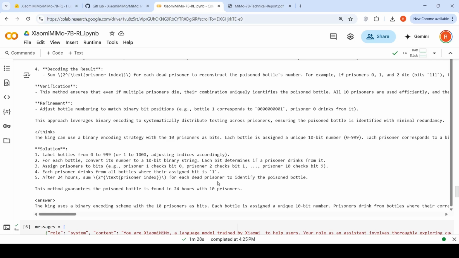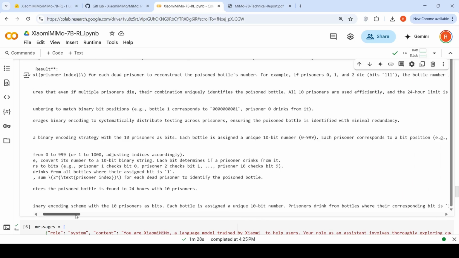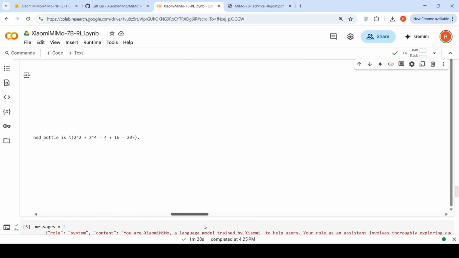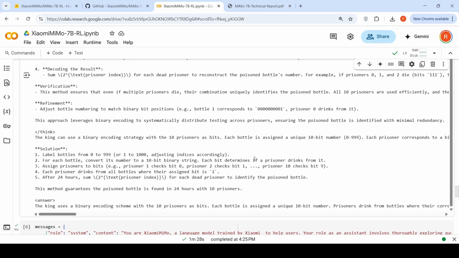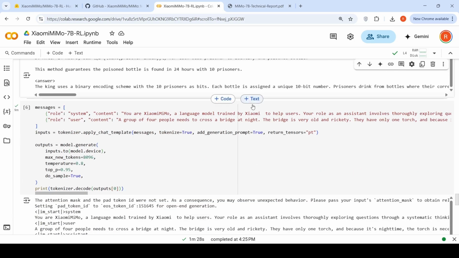For each dead prisoner, you identify the binary digit, and based on that, you can convert the binary digits to a unique 10-bit number, which gives the bottle information. That's the whole point. Okay. Here it gives the proper answer, which bottle contains the poison. Then I asked the question again to test LLMs.